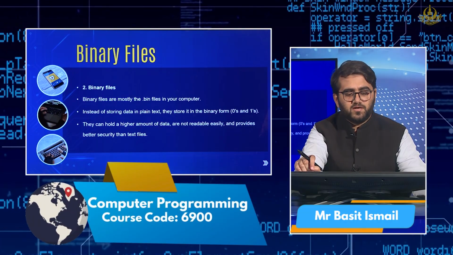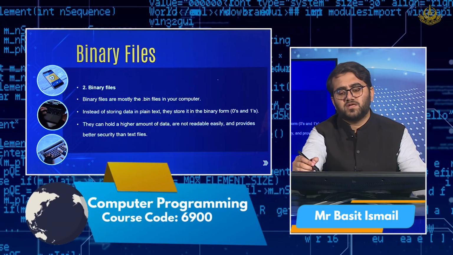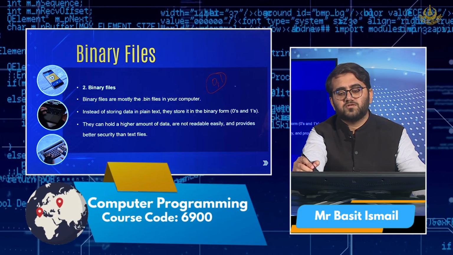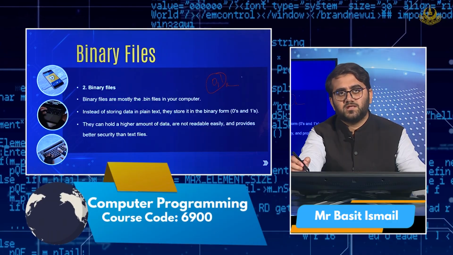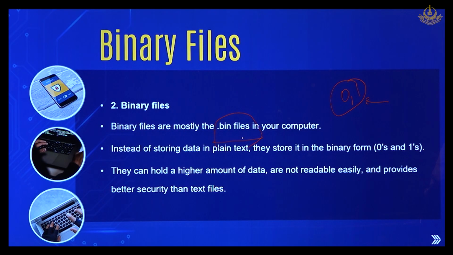So binary files are similar to .txt files. However, in the case of computers, binary files usually deal with only zeros and ones. So if you convert your data into zeros and ones and then save it, it will be saved in the form of .bin files. Instead of storing data in plain text, they store data in 0 and 1 format. They can hold a higher amount of data, are not easily readable, and provide better security than text files.